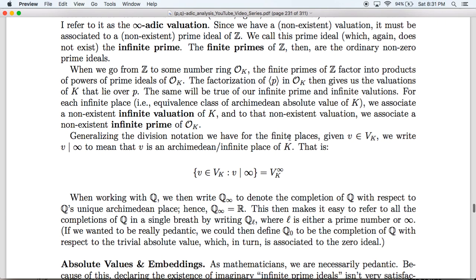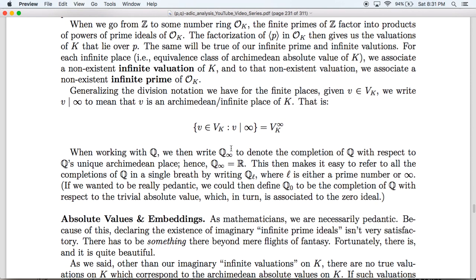So this case is very nice, and in practice we'll be using this language most of the time. However, at the same time, as mathematicians, we have to be very pedantic, and because of this, declaring the existence of some imaginary infinite prime ideals to make things work isn't very satisfactory. There has to be something. We have to ask ourselves: is there something here beyond a mere flight of fancy? And fortunately there is, and it's quite beautiful.